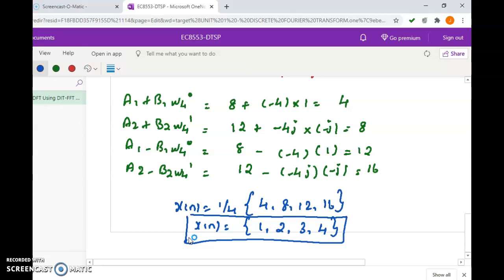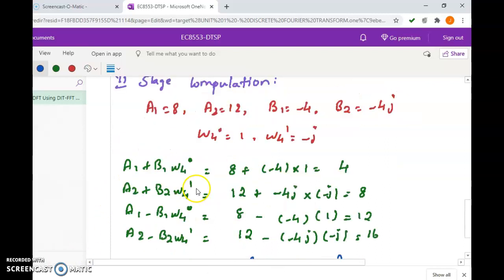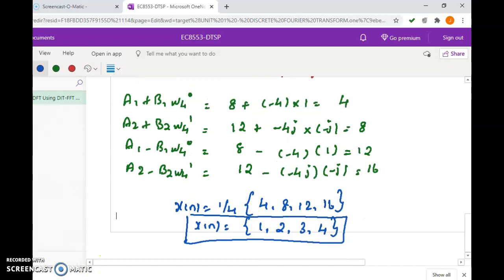Okay, got it. So you have to try for DIF also. And similarly you have to apply for DIT.